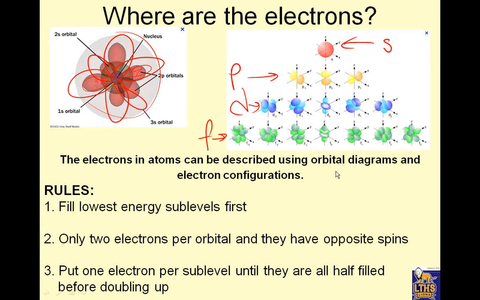So how can we describe electrons? We can use 2 ways: orbital diagrams and electron configurations. But there are rules. One of the rules is to start at the lowest energy level, fill up that sublevel, and then move on.